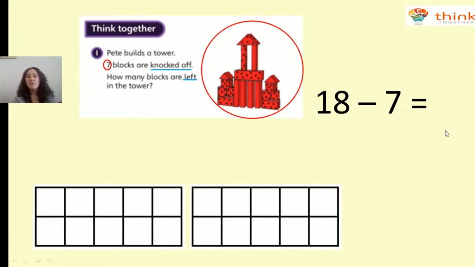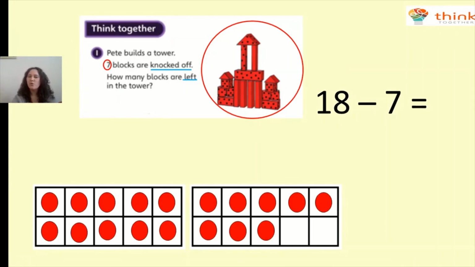Right, now that we've got our number sentence, we can work out our answer. Again, I've got my tens frames, so I need to start by putting in 18 counters. Let's do that. I know it's a group of 10 and 8 ones. There we go, I've got my 18. Now, what do I need to do? Well done, I need to take away 7 of them.